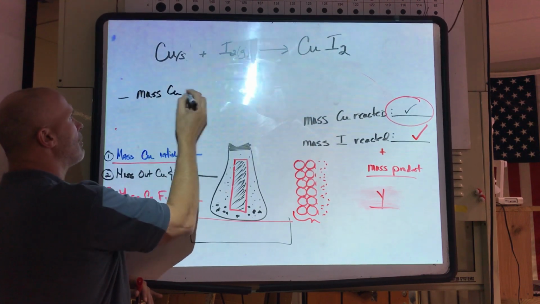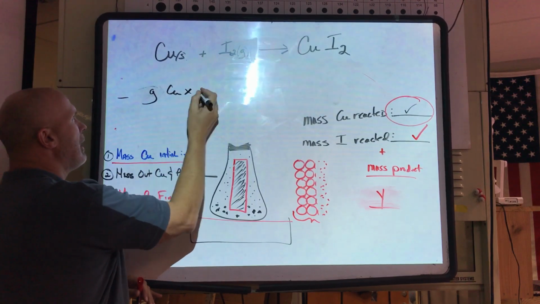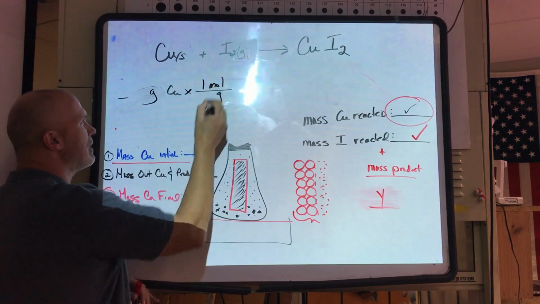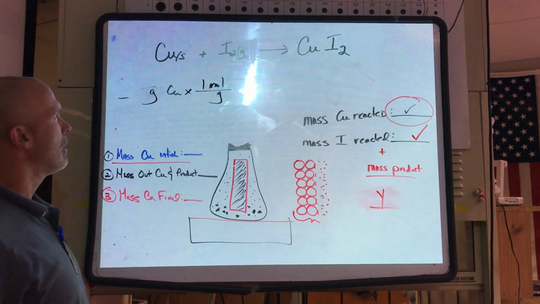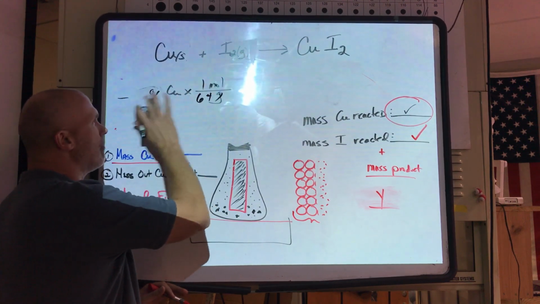Okay, going to convert to moles. So this will be grams of copper, right? And I'm going to get rid of grams. Grams go in the bottom. I want 1 mole. We're cool, we don't write the E. And I know that copper is generally speaking about 64 grams per mole. And now I got moles.